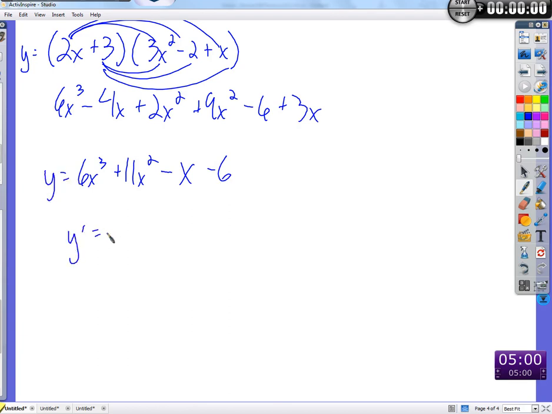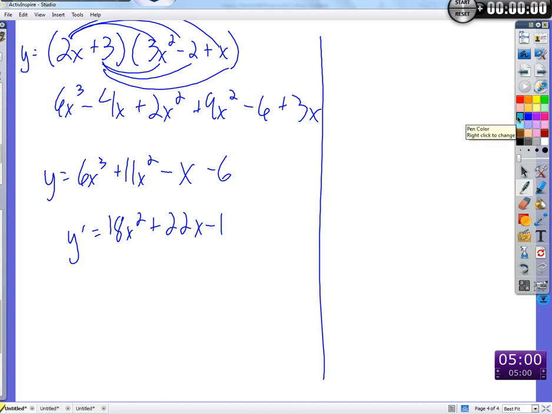Now y prime is 18x squared plus 22x minus 1. There's one. You did it. Yay! That's it? Well, that's the derivative using the power rule.